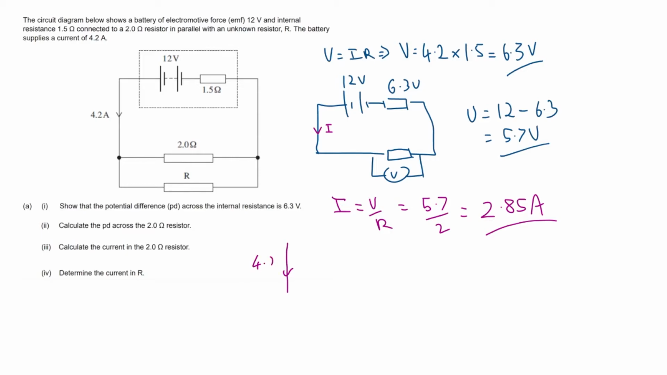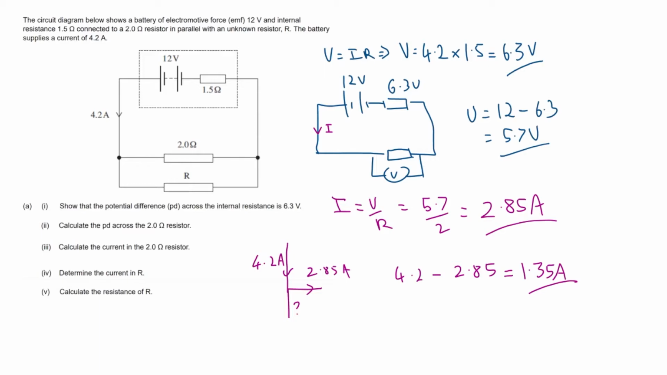Part 4 asks us to determine the current in R. Well, we know we have 4.2 amps coming down the junction, and we know that we have 2.85 amps going along the 2 ohm resistor line. Therefore, we can work out what the current through the R resistor is by subtracting these two, and then we get 1.35 amps.